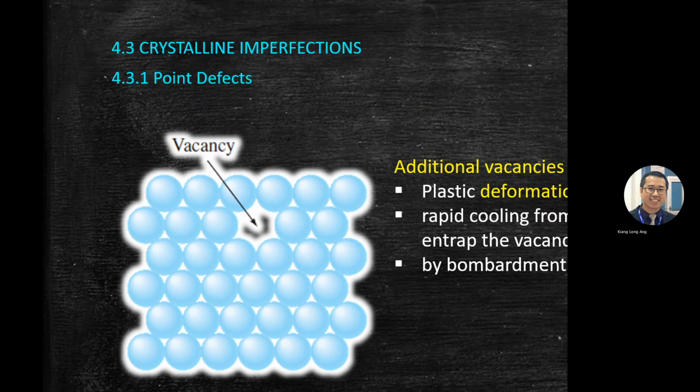Rapid cooling. And bombardment of energetic particles such as neutrons, which means you give energy, like X-ray. Or sandblasting, used for polishing the surface. Sometimes the silicon will hit the pure metal atom and the atom will peel off. Okay, so this is the first one, vacancy.